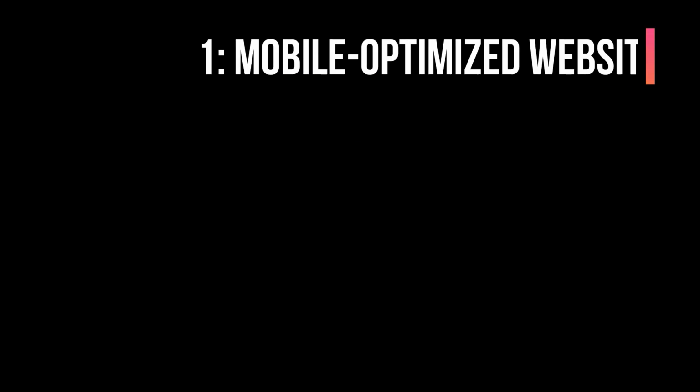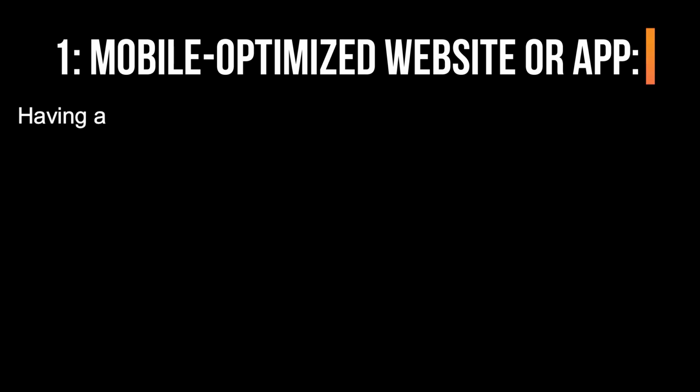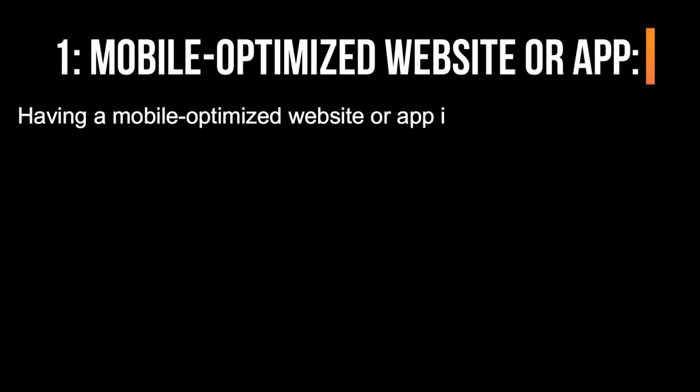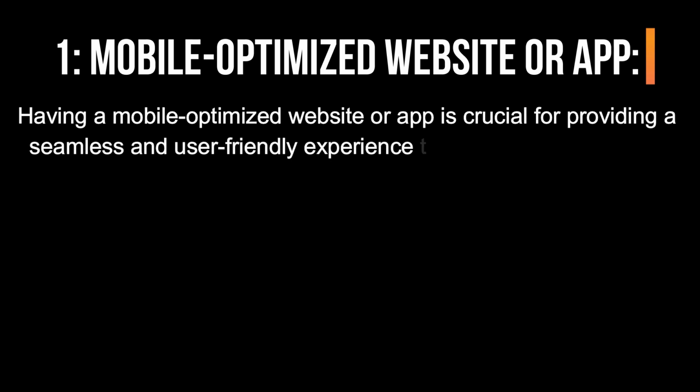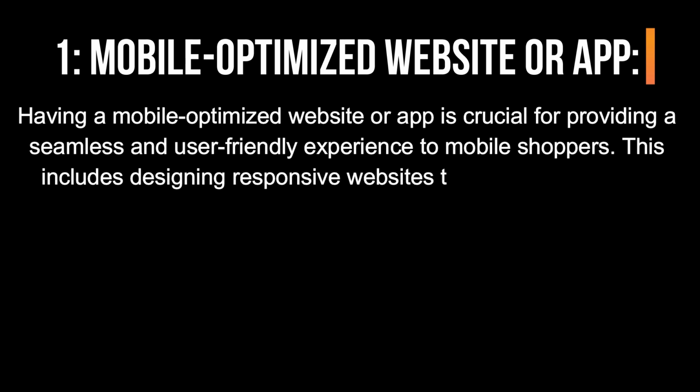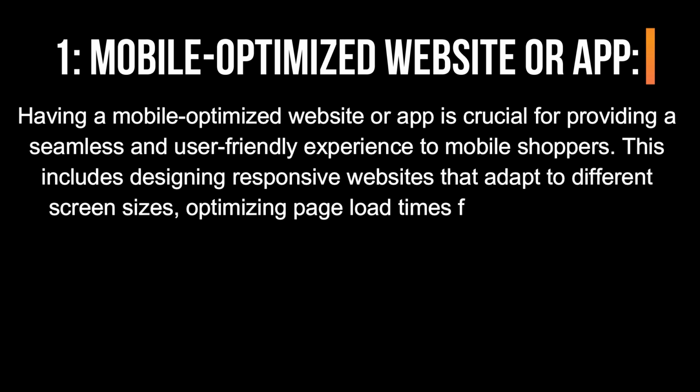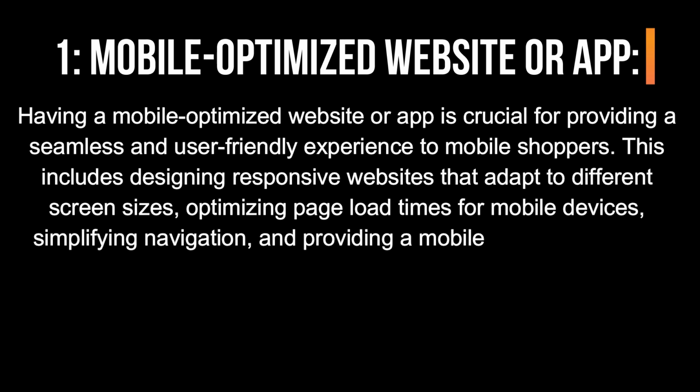1. Mobile-optimized website or app. Having a mobile-optimized website or app is crucial for providing a seamless and user-friendly experience to mobile shoppers. This includes designing responsive websites that adapt to different screen sizes, optimizing page load times for mobile devices, simplifying navigation, and providing a mobile-friendly checkout process.